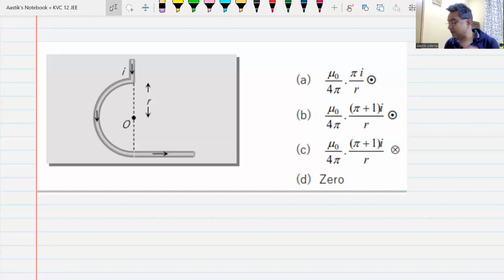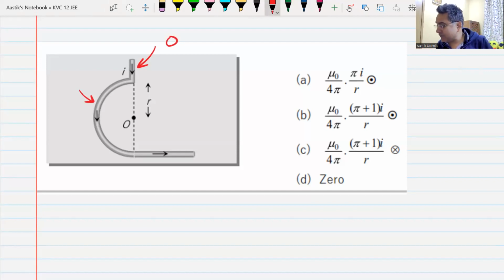So how are we supposed to do this? Remember, all the wires are coming from infinity and going back to infinity. I hope you understand this. This is the first wire. What is the magnetic field due to this wire? 0. Well done.